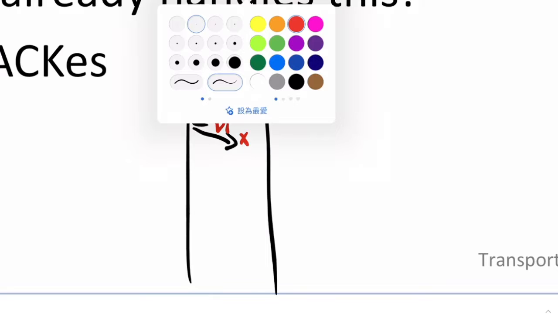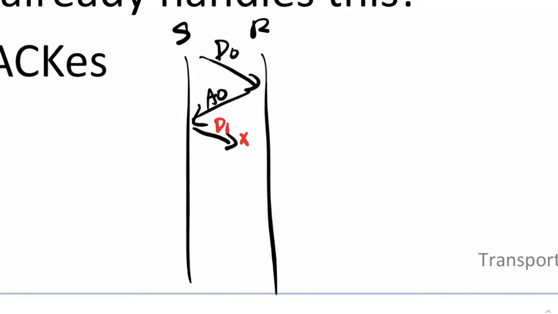So think about one interesting thing. S is the only one who knows it sent D1, right? The receiver never knows D1 got lost in the routers. So in this kind of complex environment, the sender is the only one who can design a recovery mechanism, because the receiver never knows about such a D1 data packet.